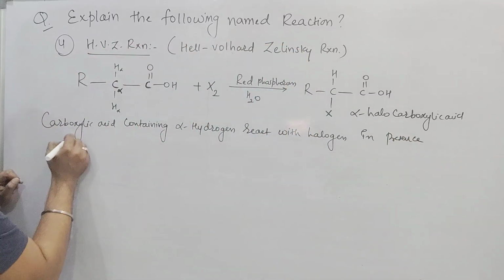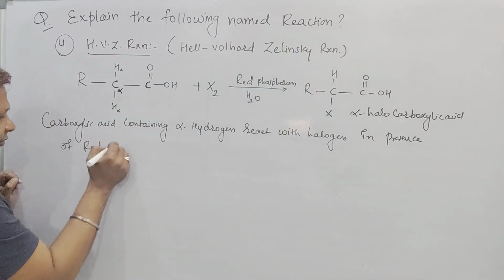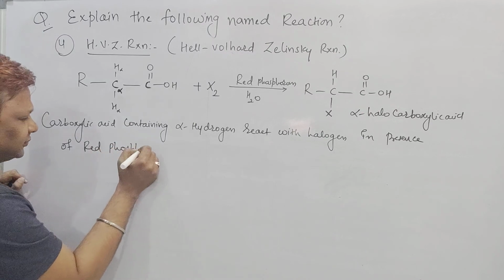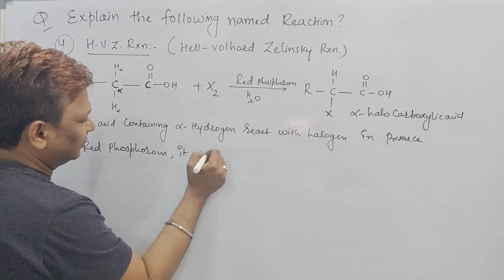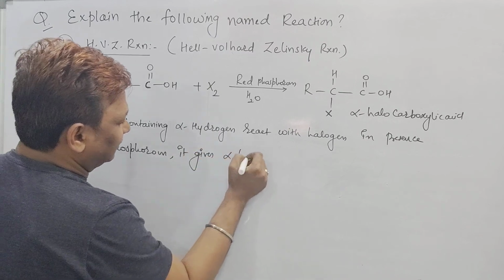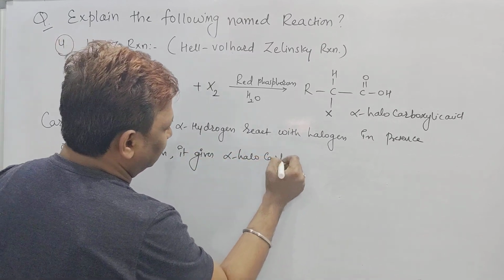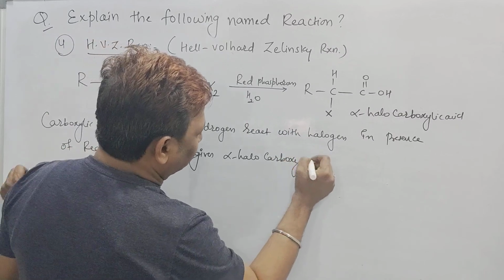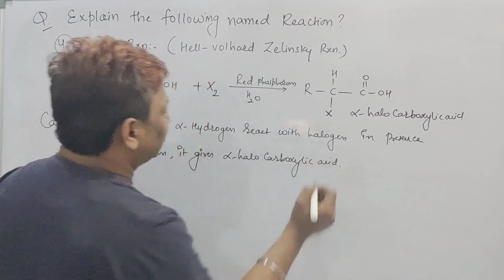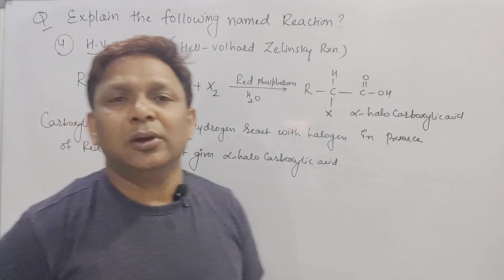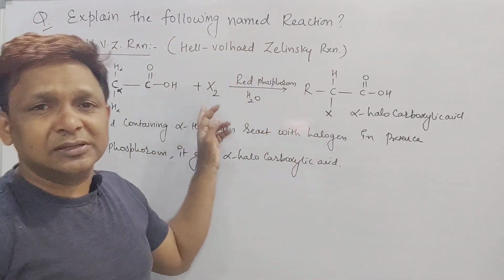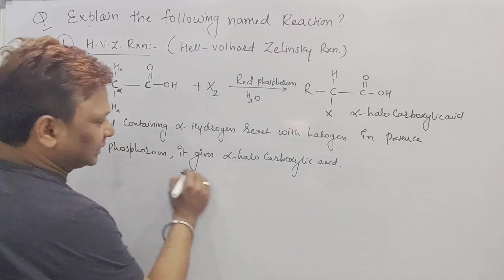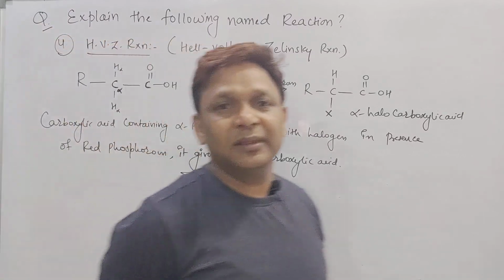In presence of red phosphorus, beta, it gives alpha halo carboxylic acid. Beta, if your halogen is in excess, all the alpha hydrogens can be replaced with a halogen. So these are the four reactions we have seen, right?